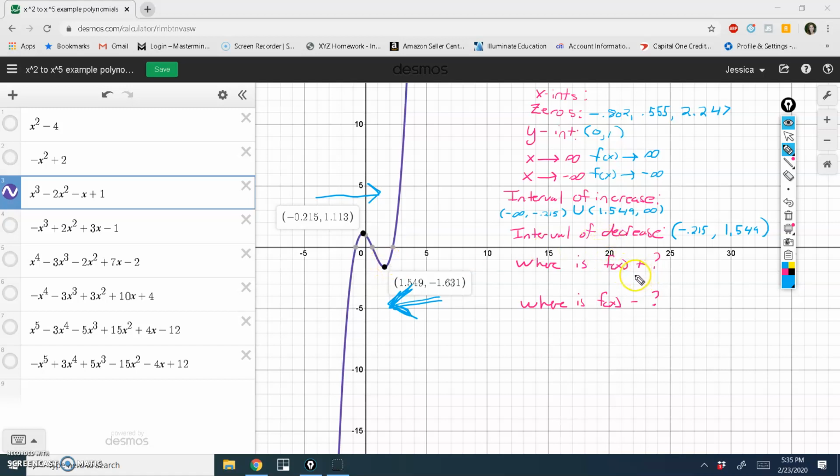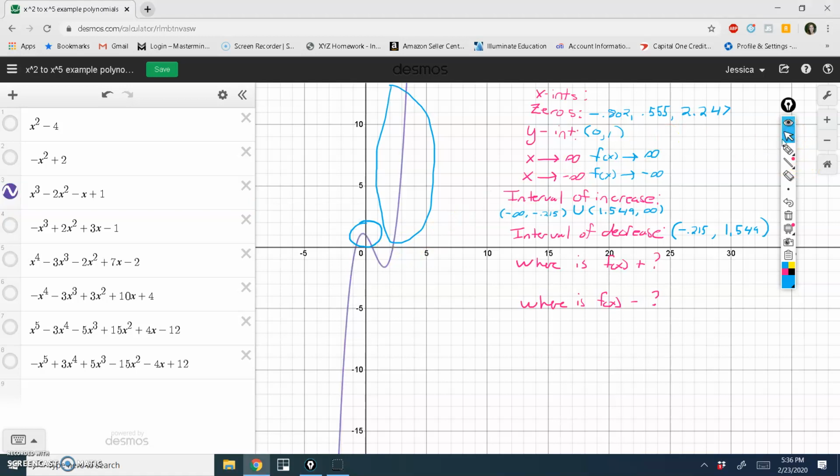Okay, where is f of x positive? Just means, let me erase this and this. So where is f of x positive means where is the function above the x-axis? Well, it's above here and it's above here. Okay, just literally where is it above the x-axis? That means it's positive. Okay, so where is it positive? Well, it's positive here, and that's going to be the point. Let me trigger that. So from here up, it's positive, and between these 2 points is positive.